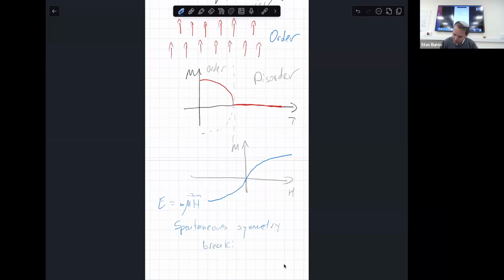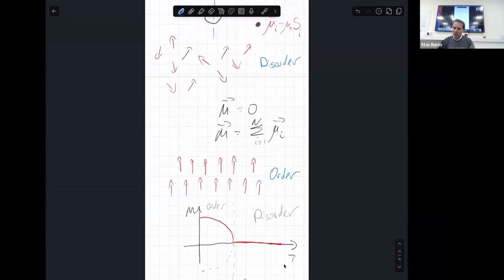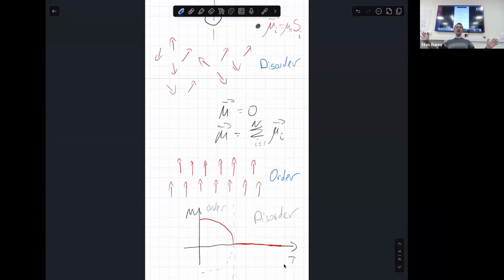Why? Well, if you have a disordered system, everything is symmetric. No preferable direction. So you look over there, you have a bunch of particles pointing in that direction. You look over there, you have a bunch of spins pointing in that direction. No matter where you look, everything looks the same.